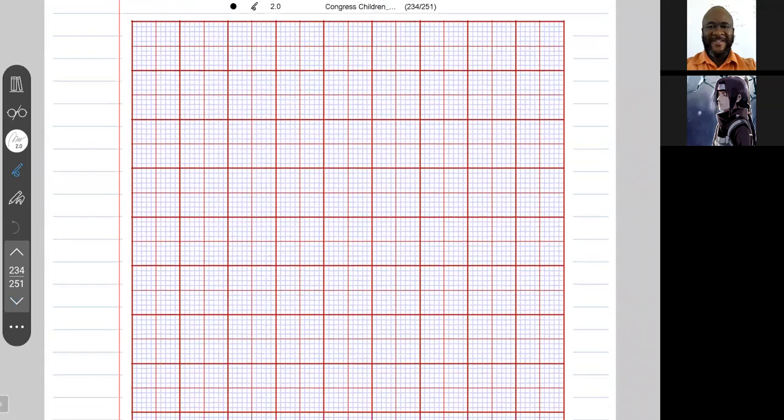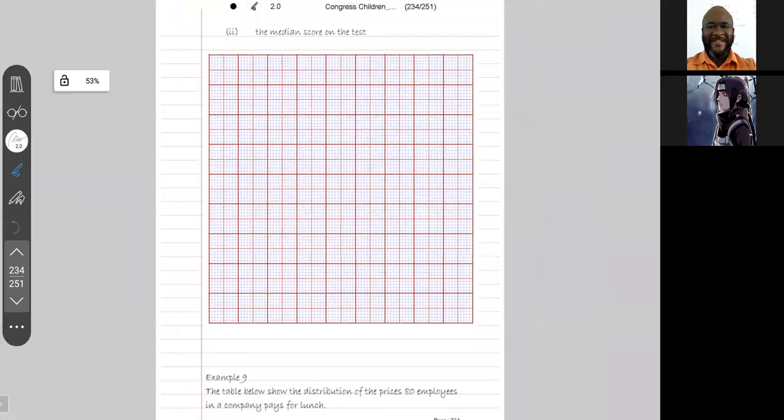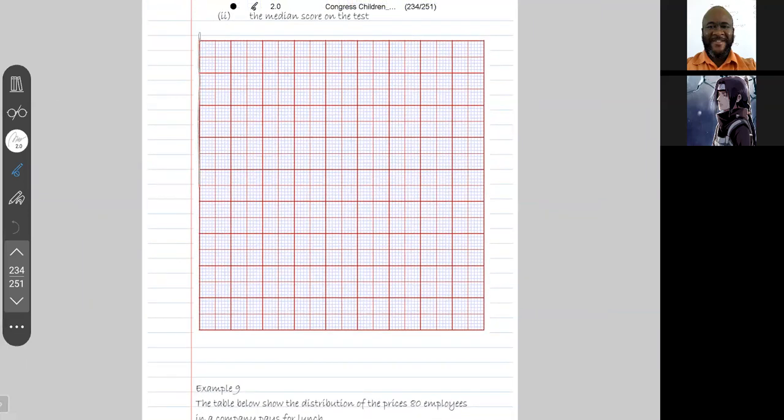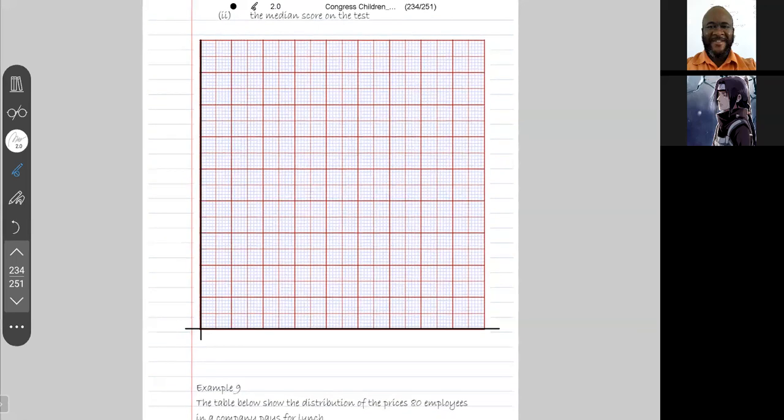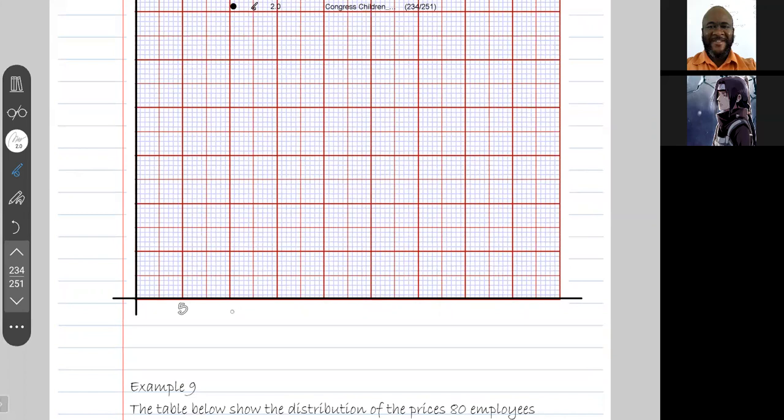5.5, yeah. So, vertical axis, horizontal axis. The scale is 2 centimeters to 5: 5, 10, 15, 20, 25, 30, 35, 40, 45. So down here is going to be the upper class boundary. All right, so essentially these are the marks.